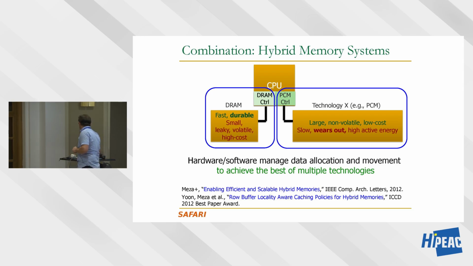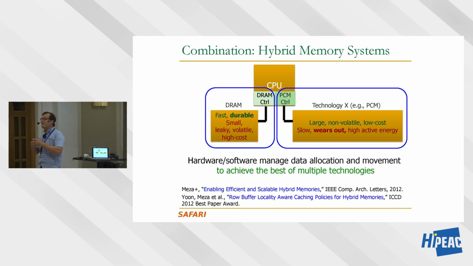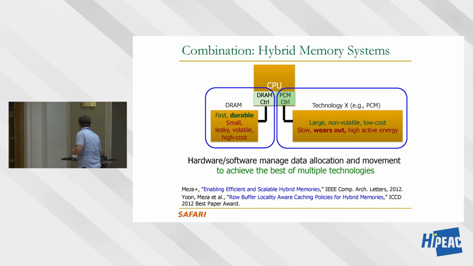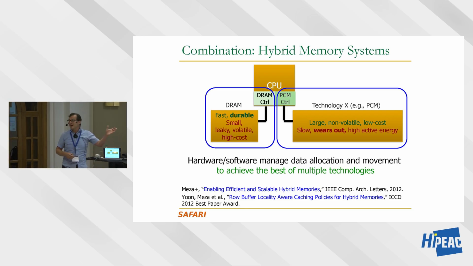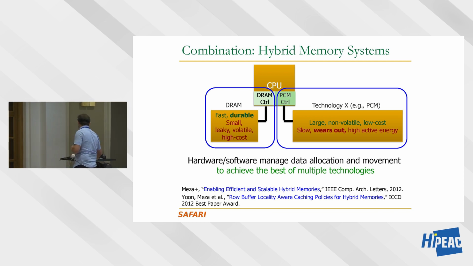But basically, if a single technology cannot give you everything in terms of the different metrics that you want, for example, speed, durability, capacity, refresh, volatility, cost, etc., why don't you put multiple different technologies on a single node and design the data allocation and movement mechanisms in hardware and software to get the best of each technology as much as possible while avoiding the bad parts of each technology? This is hybrid memory systems, and this has been happening, as we discussed yesterday, especially with high bandwidth memory and high capacity memory.